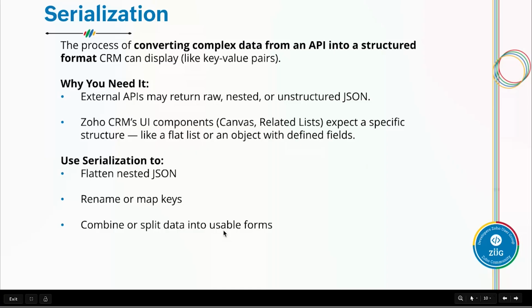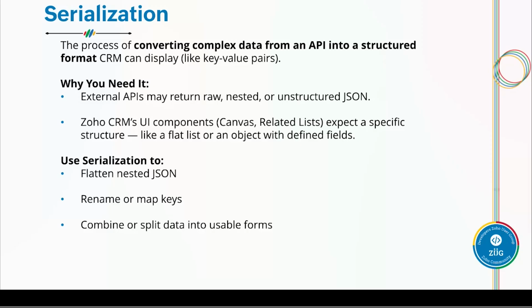Moving on to serialization. What is serialization? By definition, serialization is the process of converting complex data from an API into a structured format that CRM can display. You can think of serialization as your translator. It takes raw data and turns it into something that CRM can actually use.